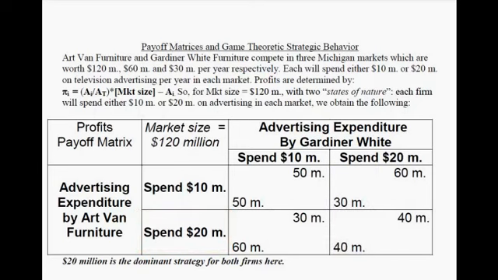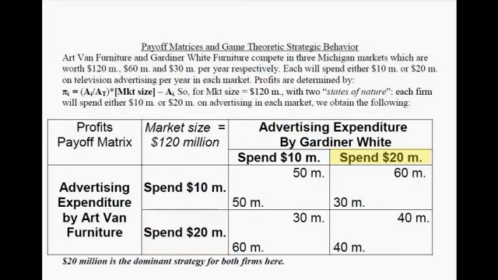Let us review what we've just done. We've asked the question, when Gardner White's state of nature is to spend $10 million, what will Art Van do? And the answer is Art Van will spend $20 million when Gardner White spends $10 million. Secondly, when Gardner White spends $20 million, what will Art Van do? The answer is again, Art Van will spend $20 million.